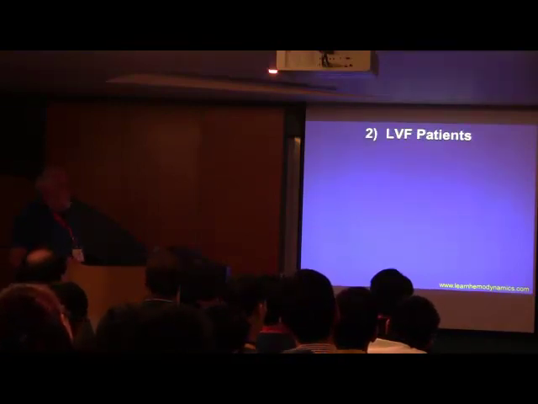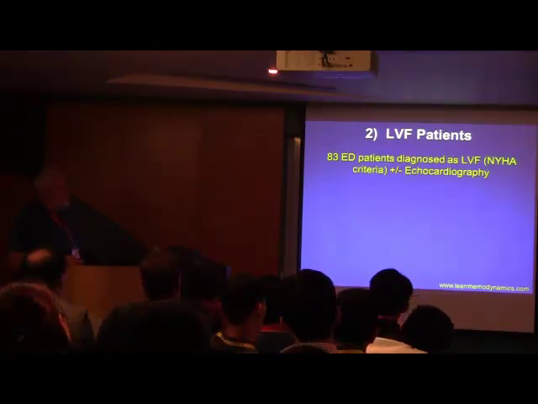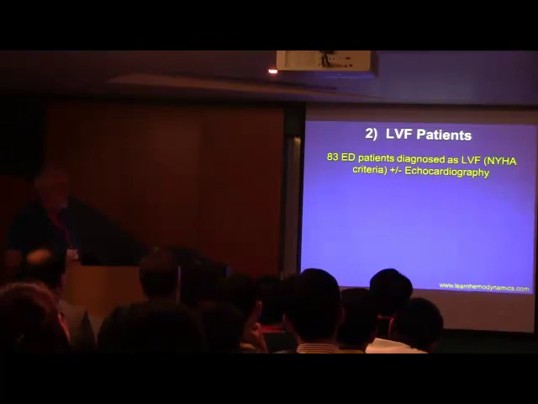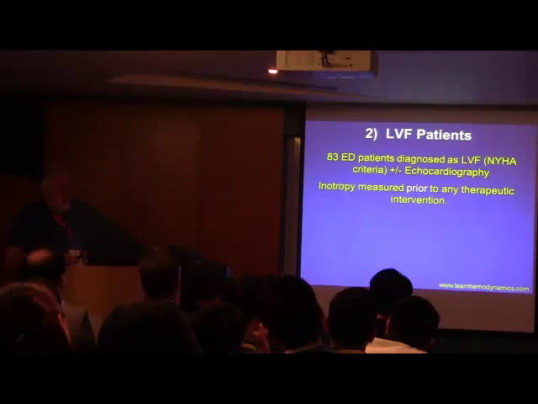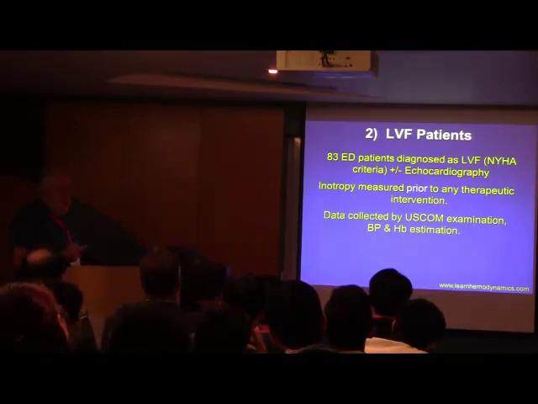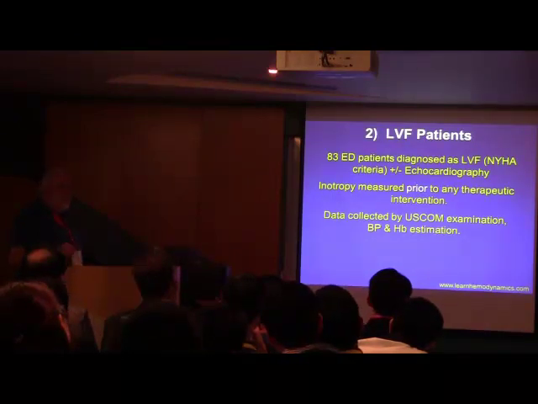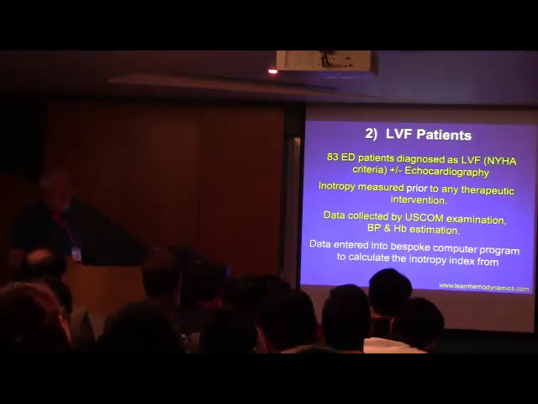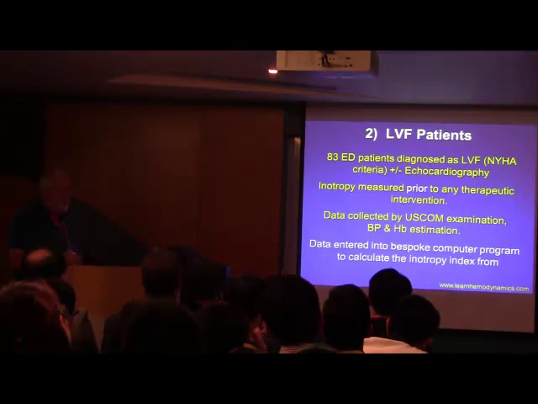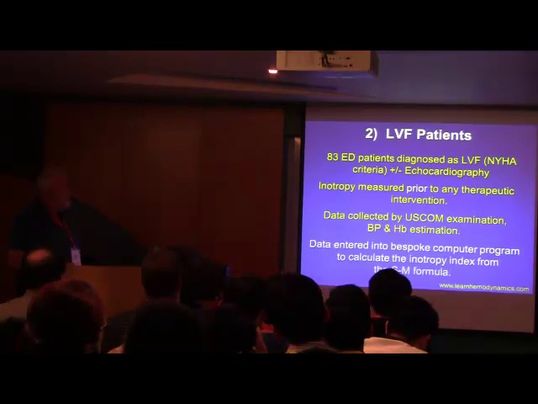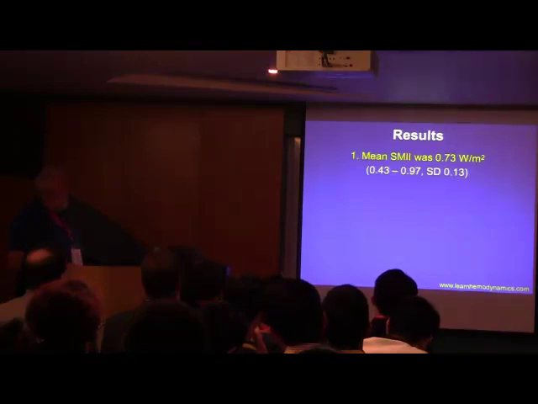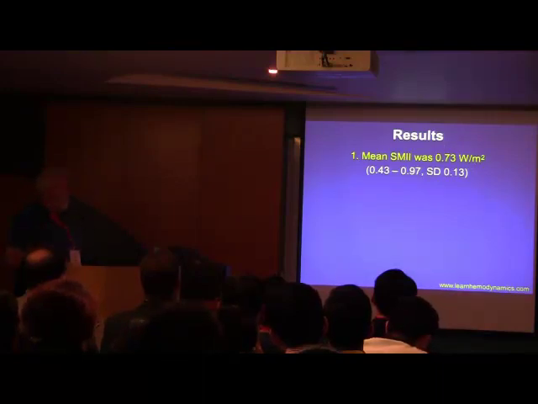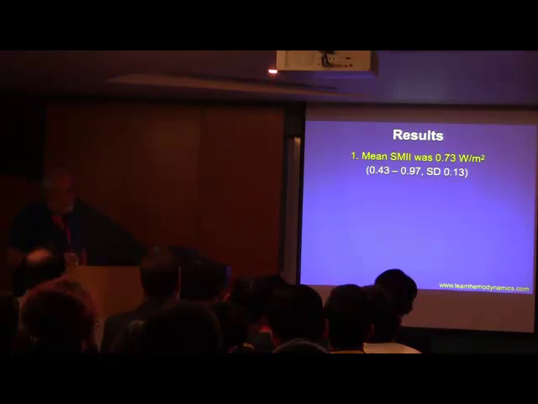So then we looked at left ventricular failure patients, because if we got it right, they should be down for power. And sure enough, we looked at 83 patients with LVF, according to New York Heart Association criteria, and we measured their inotropy prior to any intervention, so these are like virginal patients. We did exactly that with the USCOM, looked down at their suprasternal notch, and measured their blood pressure and hemoglobin. We fed that data into a laptop computer program that we made to calculate inotropy index. And lo and behold, what did we find? Well, now the mean inotropy index in these patients is way less than 1.8. And in fact, the highest we got was 0.97.